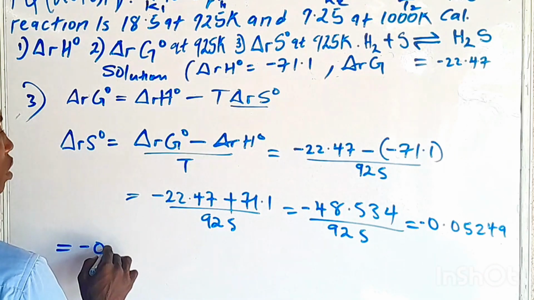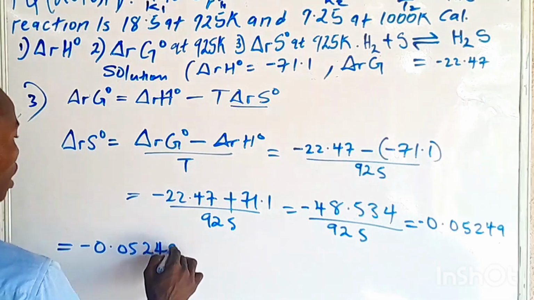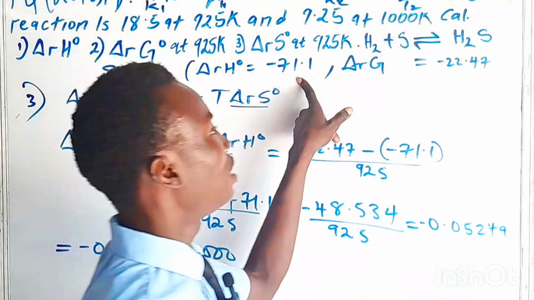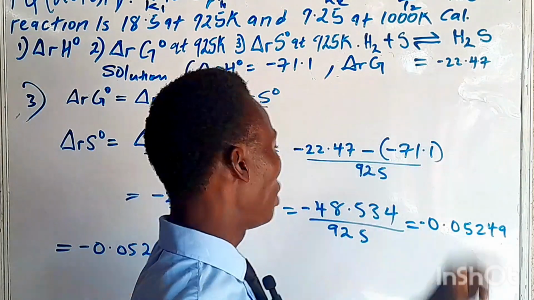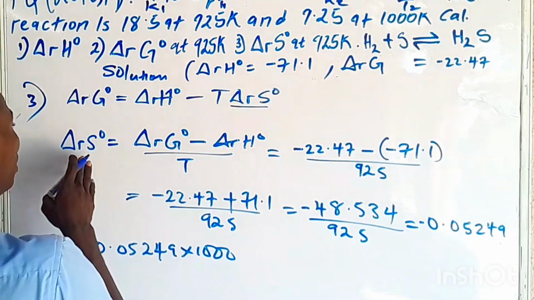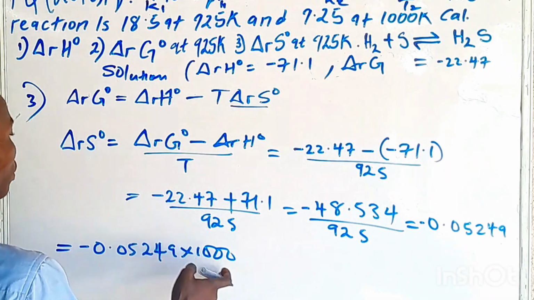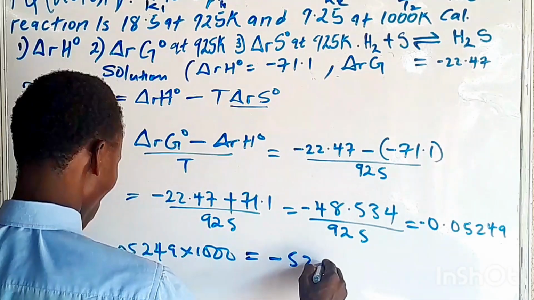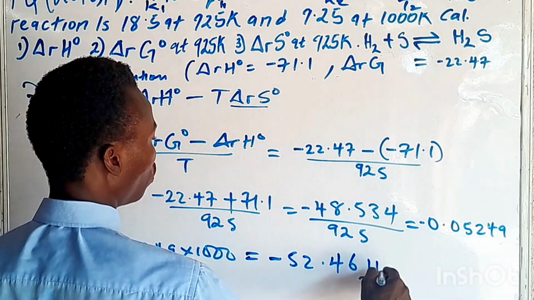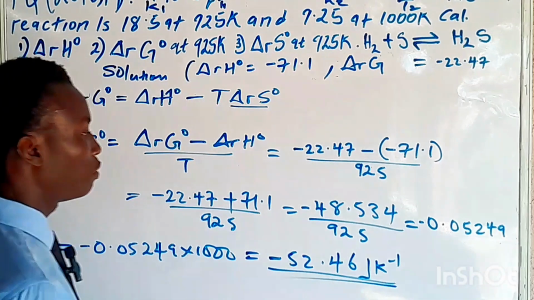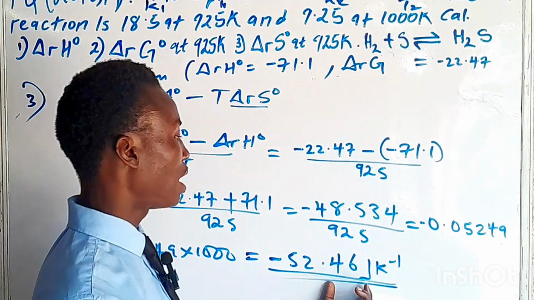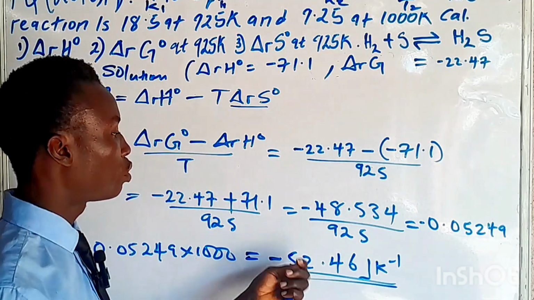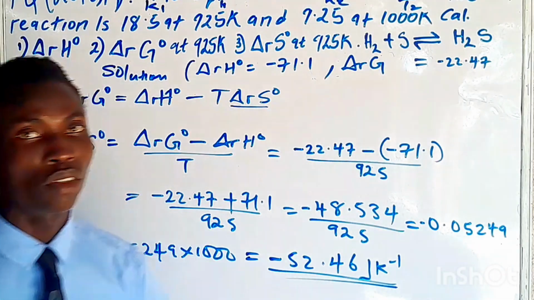Minus 0.05249 multiplied by 1000. So why are we multiplying it by 1000? This one is already in kilo, this one is also in kilo. We don't leave the unit of this one in kilo but joule per Kelvin. So multiply by 1000. What will be the possible value for that? We are going to have minus 52.46 joule per Kelvin. So irrespective of the nature of the calculator you are using, make sure we get a value close to this one that we have here on the board. You must have at least 52 point something. Okay, so that is how to solve the problem.